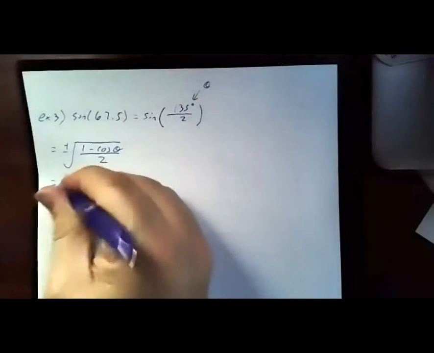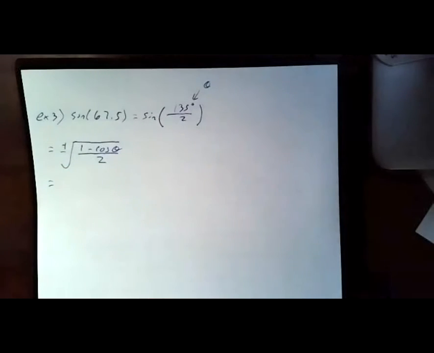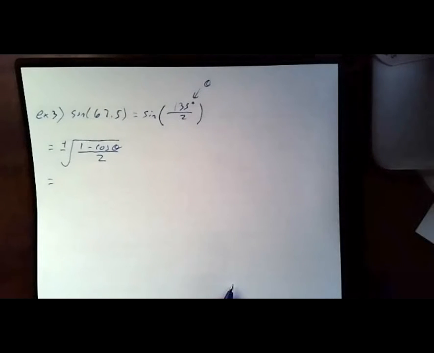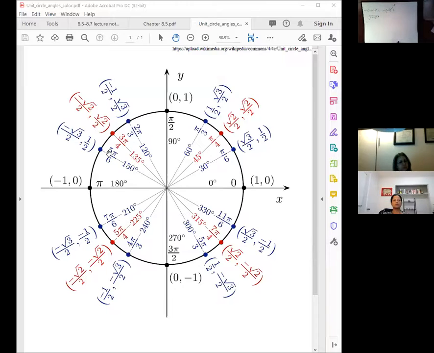But do I put plus or minus? Which one? Let's see. 135 is in which quadrant? 2. And sine, is it negative or positive there? Positive. So we'll pick plus. Okay, so we're good. Go ahead and plug it in.